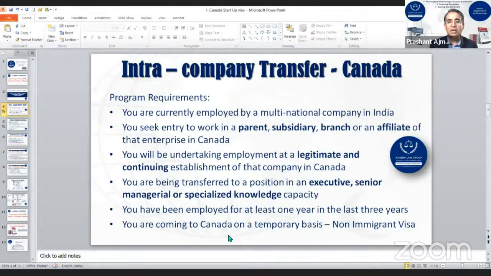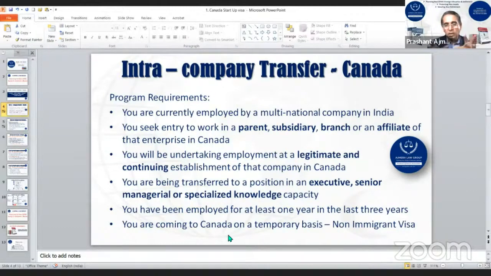That Indian company should be running and managing a legitimate business on a continuous basis in Canada. If you are going to be transferred from India to Canada, you should be working in one of these three capacities: either as an executive or a senior manager, or you have specialized knowledge of the company's product or service. On top of that, you should have worked in India for an Indian company for a minimum of 1 year in the last 3 years. This is a non-immigrant visa. Initially it is given for a period of 1 year, in some cases 2 years, and it can eventually be converted into permanent immigration as well.